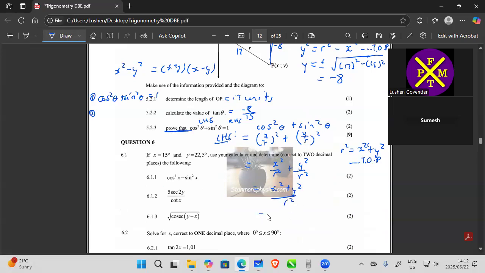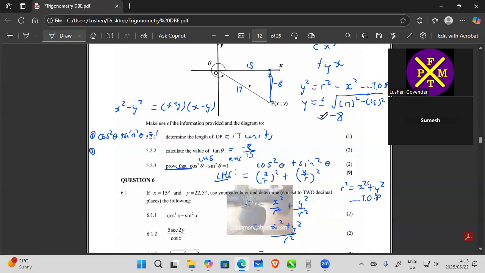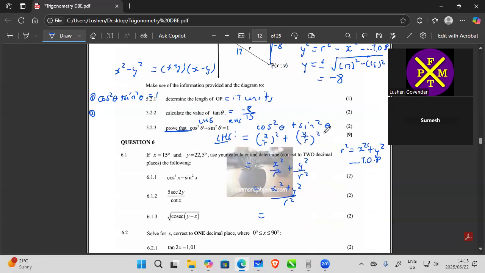If I want to simplify this down further, because of the theorem of Pythagoras, in the Cartesian plane we don't say a squared plus b squared is equal to h squared. Now we say r squared is equal to x squared plus y squared, because we're talking about it in terms of the Cartesian plane, x-axis, y-axis, radius. And so it'll be r squared over r squared, which is equal to 1.